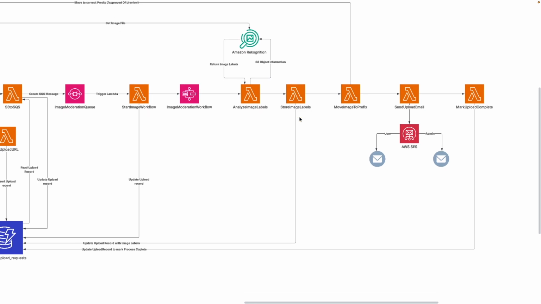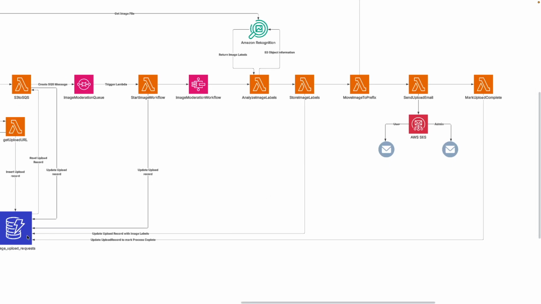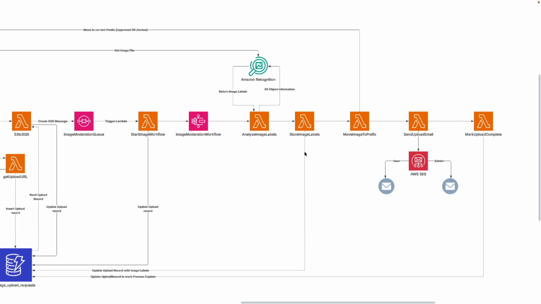The second Lambda function will store those labels in our DynamoDB table. So remember, we have created an entry in our DynamoDB table, a record for our upload. So it will augment that record with the image labels.